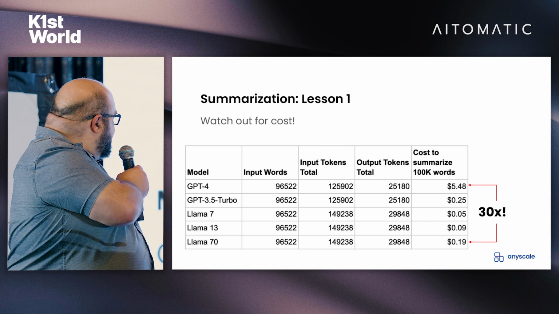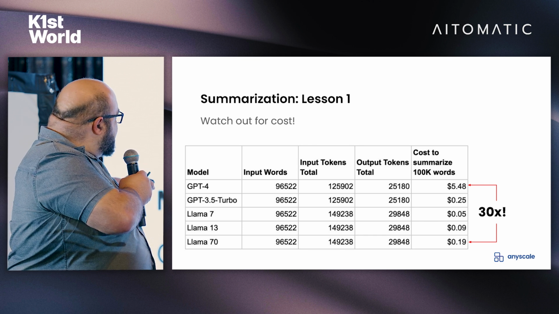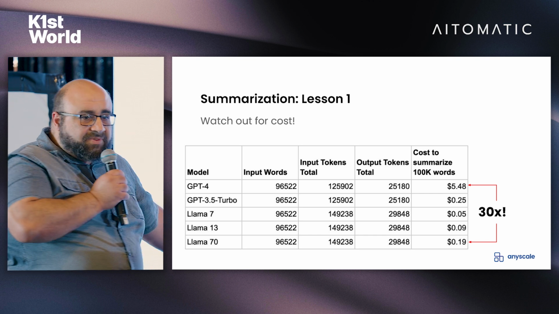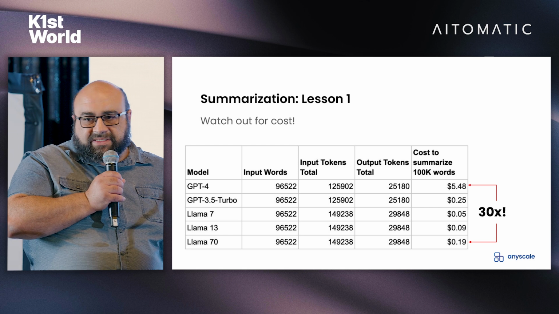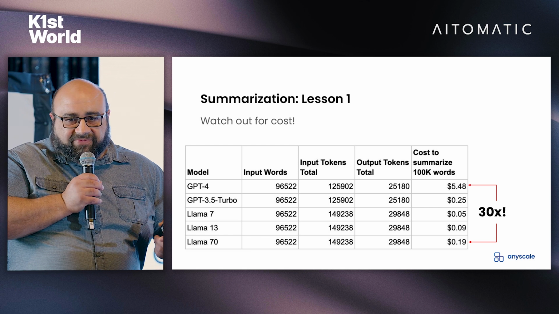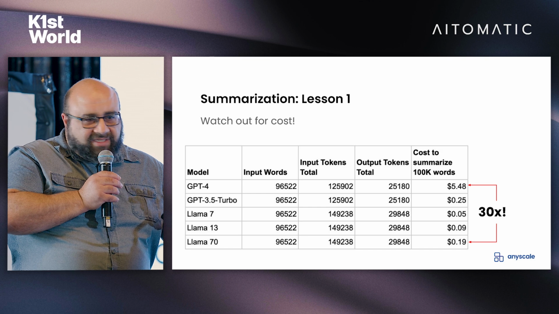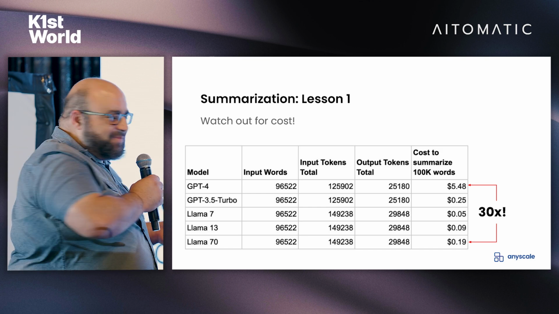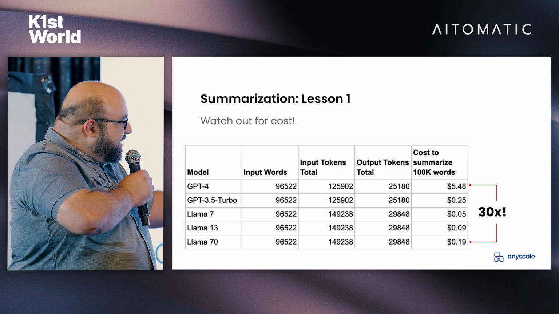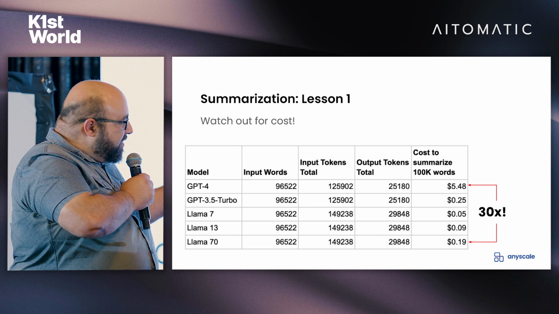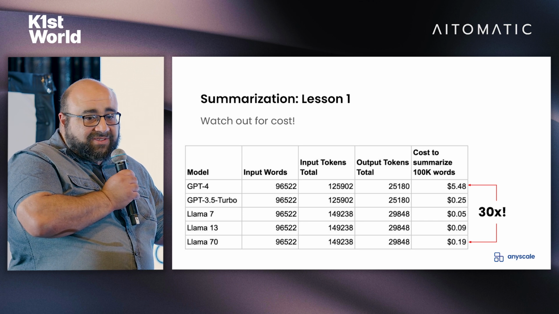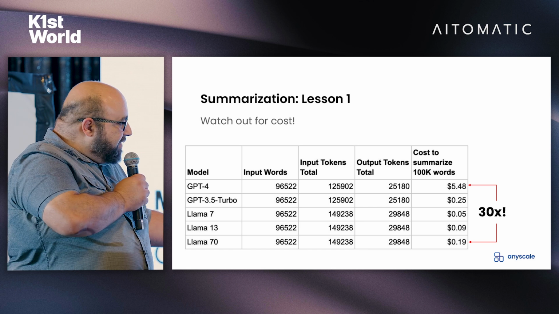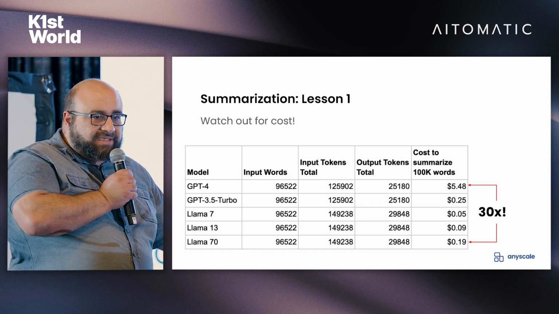So here's a real comparison that we did. We looked at summarizing using GPT-4 versus summarizing using an open source model called Llama 70B. So this is a model that you can download for free. If you happen to have a $75,000 machine, you can run it. But we take care of running that for you. And the key thing to notice here is that if you want to use GPT-4, it costs about $6 to summarize one 100,000-word document. Whereas with something like Llama 70B, it costs about 19 cents.